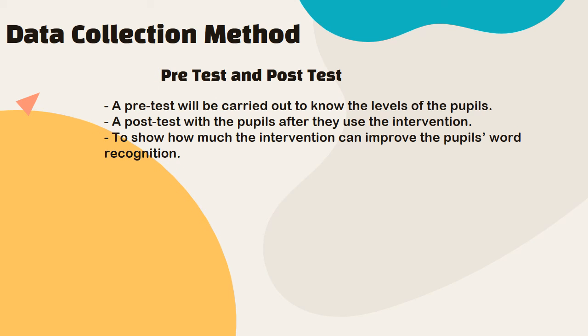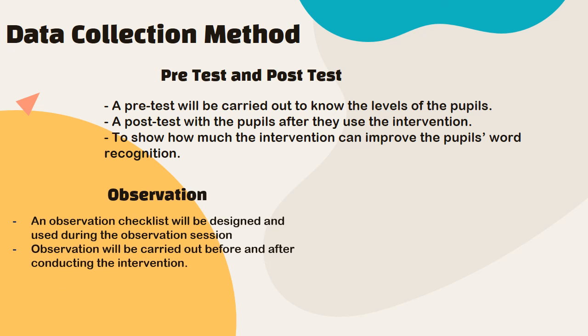For data collection methods, I will be using 3 types. For the first one, pre-test and post-test. A pre-test will be carried out to know the levels of the pupils. A post-test will be carried out after they are introduced to and have used the intervention. This is to see how much the intervention can improve the pupils' word recognition.